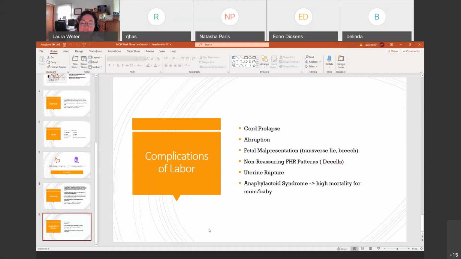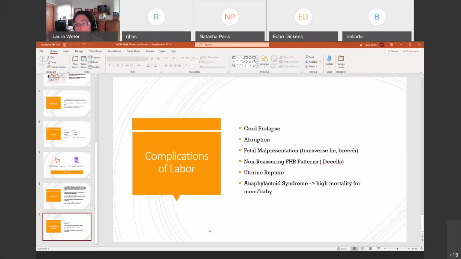And then our last complication, the anaphylactoid syndrome. If you think about a pulmonary embolism, this is an actual embolism that occurs inside the amniotic fluid. So this could potentially go to mom's lungs or go to her heart. So this would be a very high risk, potential mortality type of situation. High mortality for mom and for baby. So this is a serious thing that you want to avoid at all costs. You want to be on high alert.